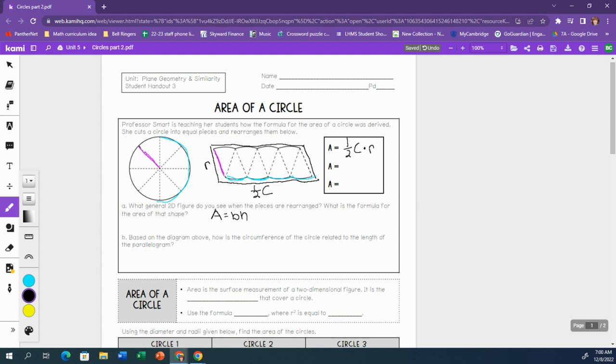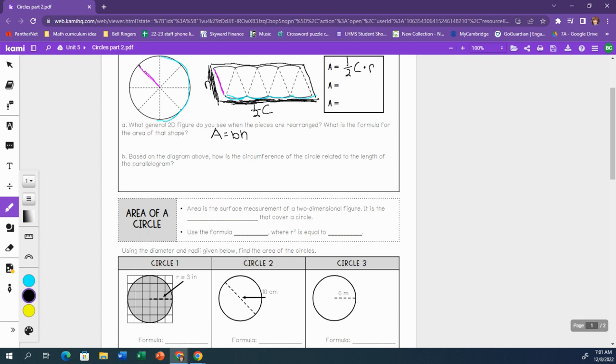So if a parallelogram, the area equals the base, which is, I don't know if you guys can see this when I'm doing it. The base is this part here. The base times the height. Well, on a circle, that's R times 1/2 C. So that's where the formula is derived from. Do you have to know that? Not really. You just need to know that's the formula. And to be honest, you'll be given a formula sheet. So you don't even have to memorize it, but it's better if you understand where it's coming from.